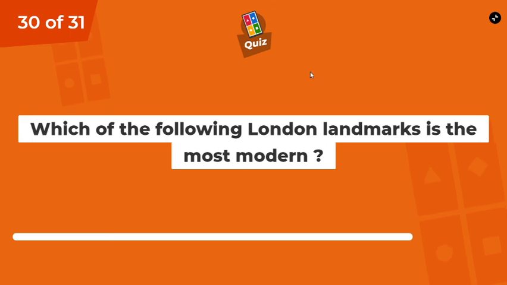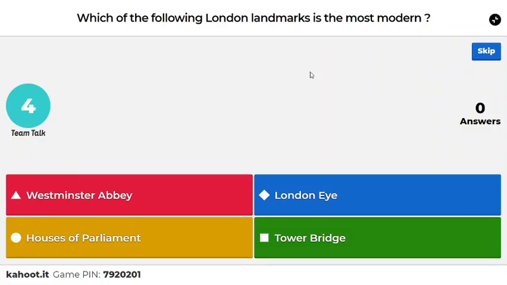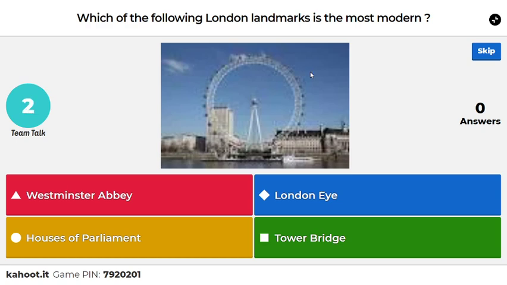Question. Which of the following London landmarks is the postmodern? Westminster Abbey, London Eye, Houses of Parliament, or Tower Bridge? Which one? Those old, great old days. Those were the days, my friend, when I was in London.